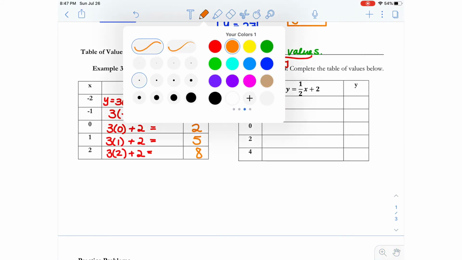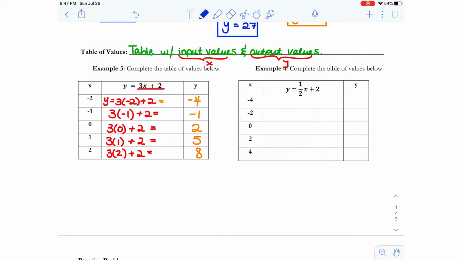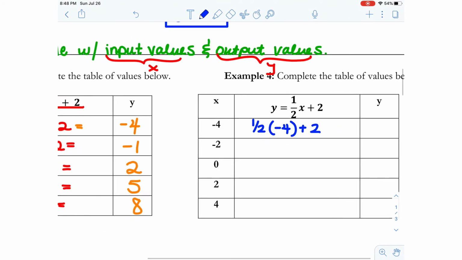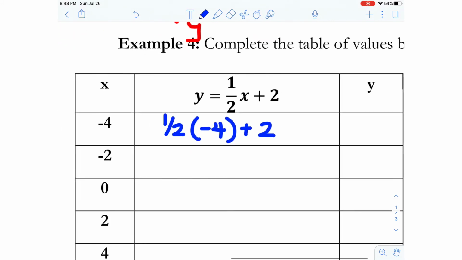And then the same thing goes with the next one. Let's use a different color. I'm going to plug in to this equation, y equals 1/2 x plus 2. So I'm going to plug in. Now, sometimes we see a fraction, looks a little freaky. When I'm multiplying 1/2 times any number, I think, what's half of that number? So what's half of -4? -2. -2 plus 2 is 0.